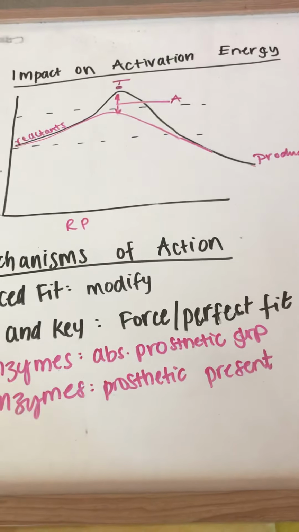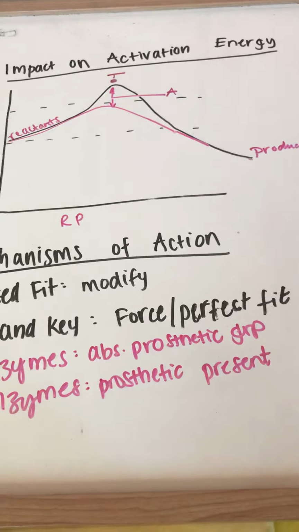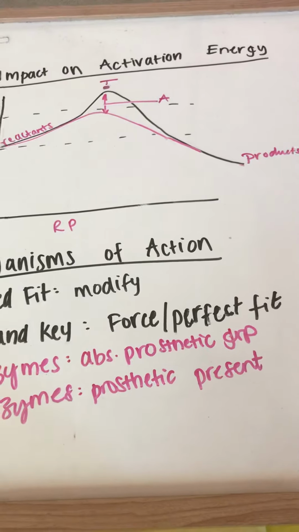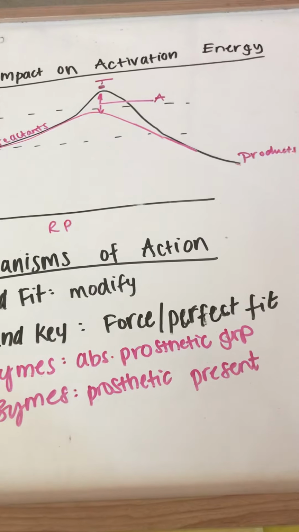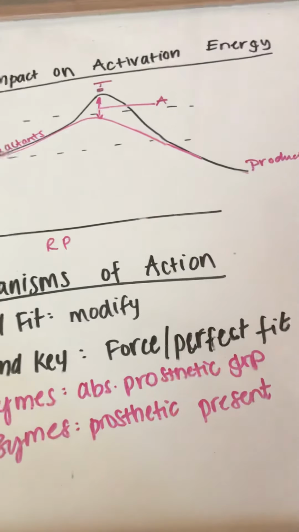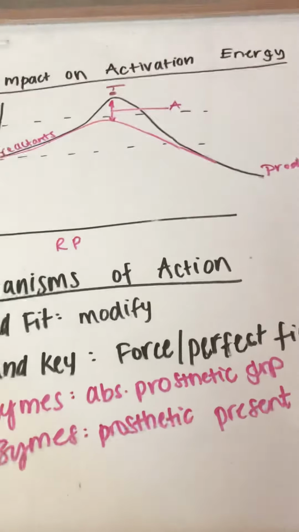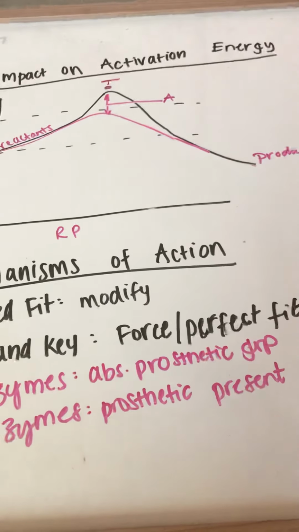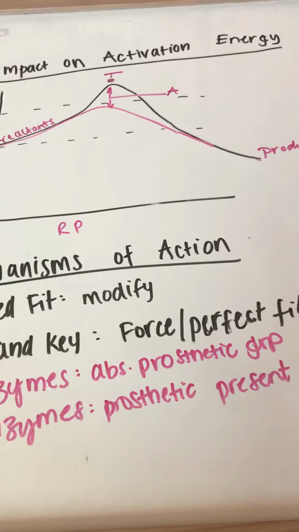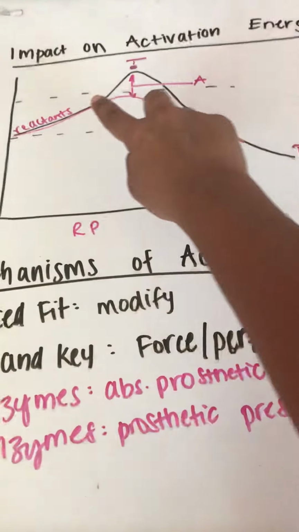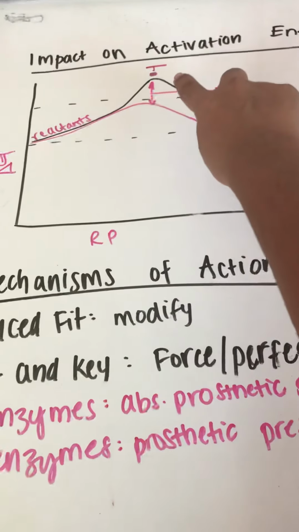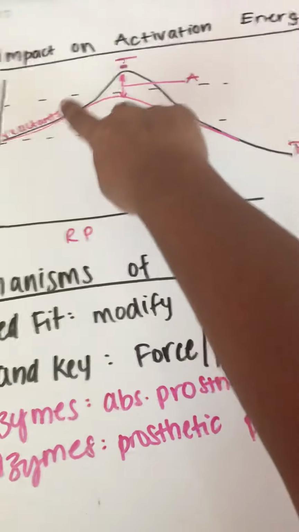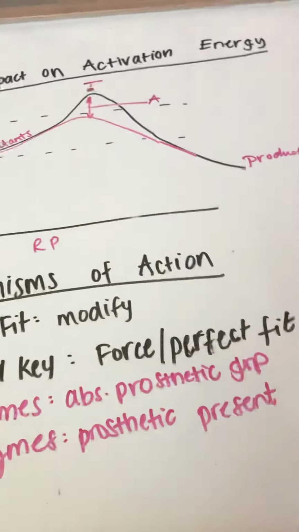So you can see that the difference between the black line and the pink line near the hill region, where it says A, it's quite decreased. So what happens is that an enzyme will lower that activation energy so that not a lot of energy is required for the reactants to be converted into the products.